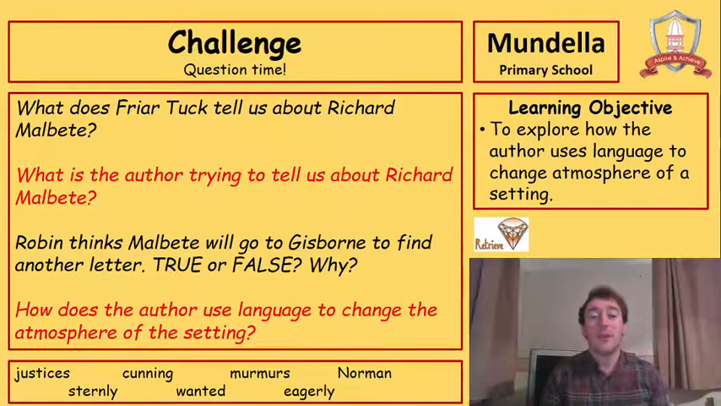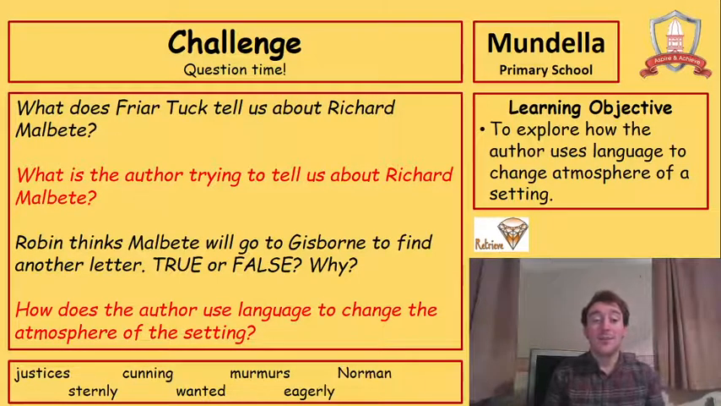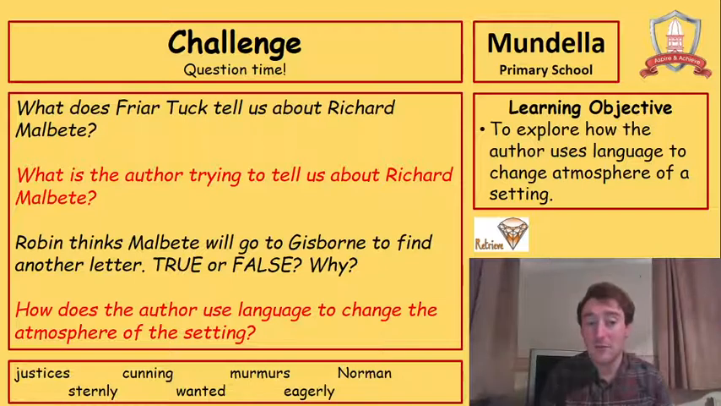What does Friar Tuck tell us about Richard Malbeat? What is the author trying to tell us about Richard Malbeat? Robin thinks Malbeat will go to Gisborne to find another letter. True or false? Why? And how does the author use language to change the atmosphere of the setting? Which again is part of our learning objective.